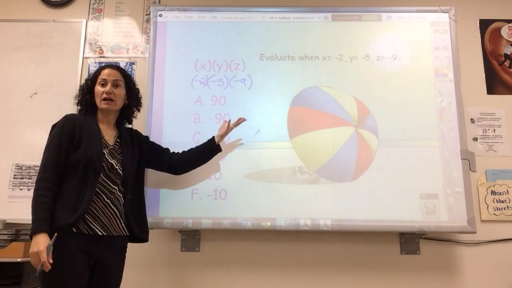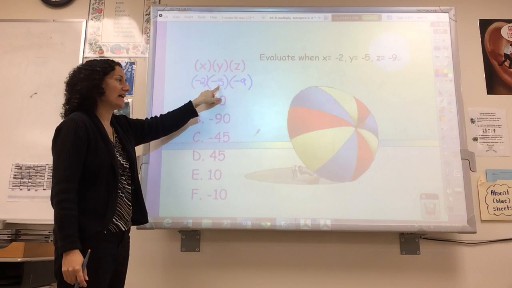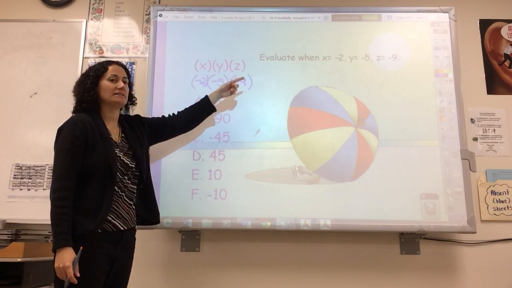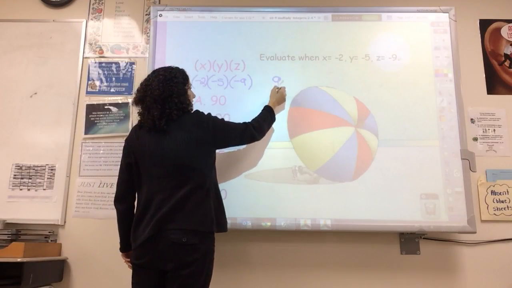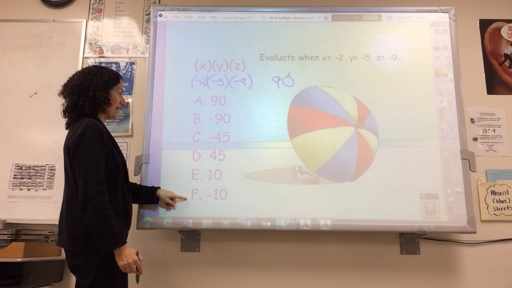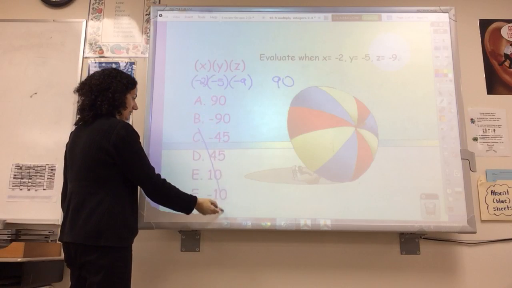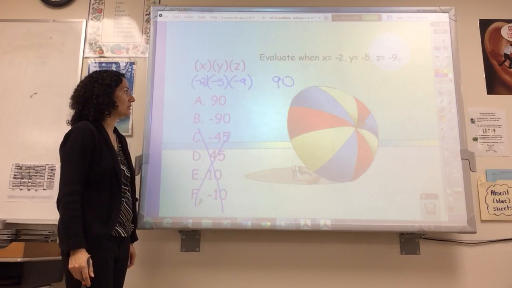Well, first, multiply as usual. Multiply the 3 numbers. 2 times 5 is 10. 10 times 9 is 90. So we know our answer is definitely not going to be C through F. We know our answer is either 90 or negative 90. So none of these could be the answer.